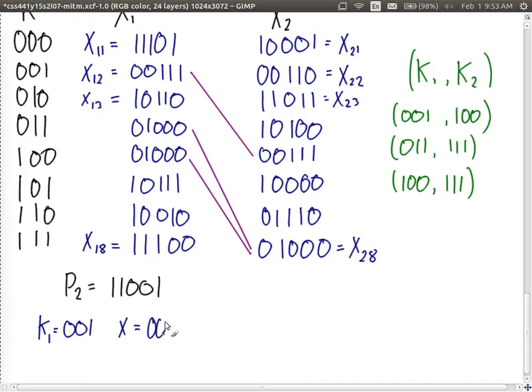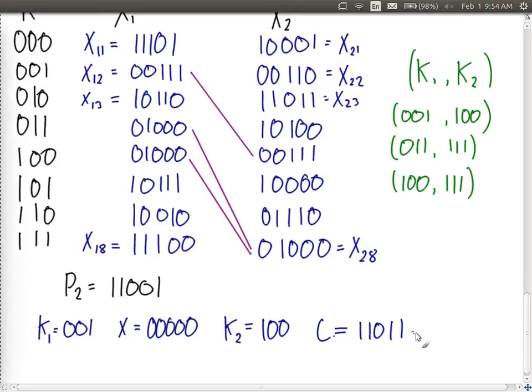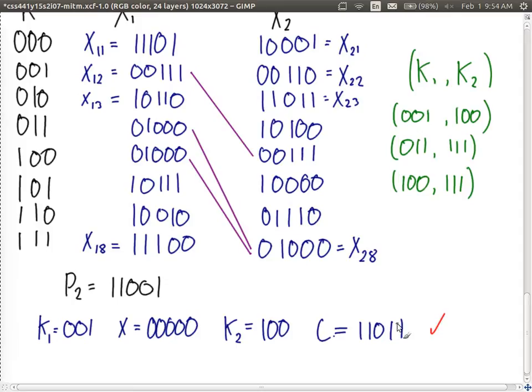Good. Now take that X value and encrypt it with the value of K2. What's K2 is the other value in the pair. We're using this pair first. We'll try that. And when we do that, we get ciphertext 11011. Does that match the expected value of ciphertext? Yes, it does. So this key pair that we just tried is a potential correct key pair.